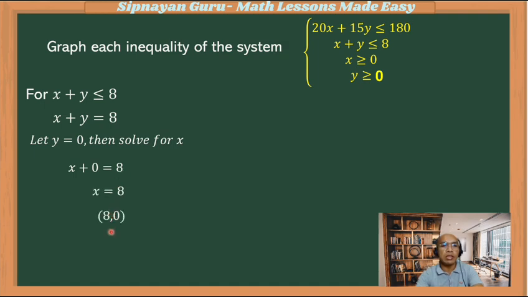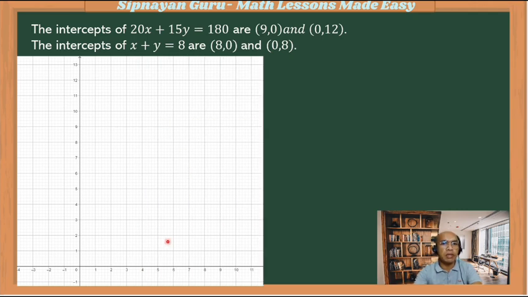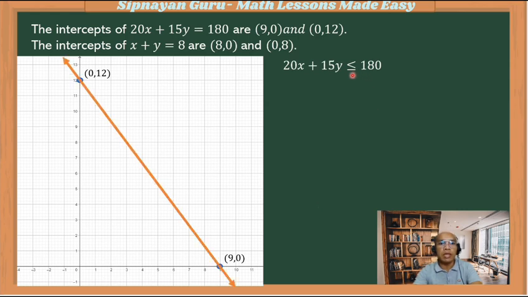So our x-intercept is 8 and 0. For the y-intercept, our y-intercept is 0 and 8. Graph them in the Cartesian plane. So the first equation, the boundary line, the x-intercept is 9 and 0, and the y-intercept is 0 and 12. The given inequality is less than or equal to, so our boundary is a solid line.